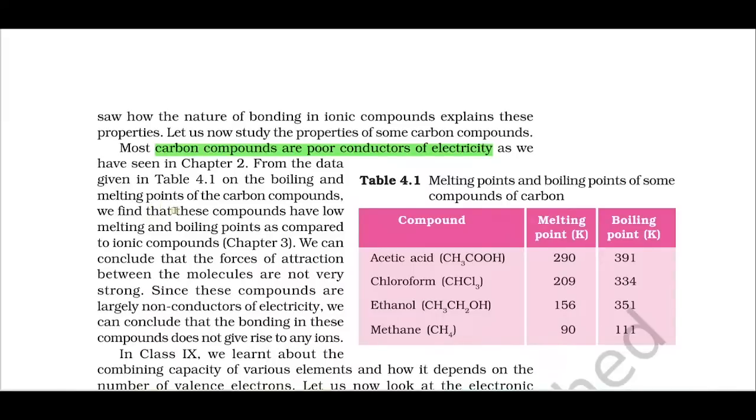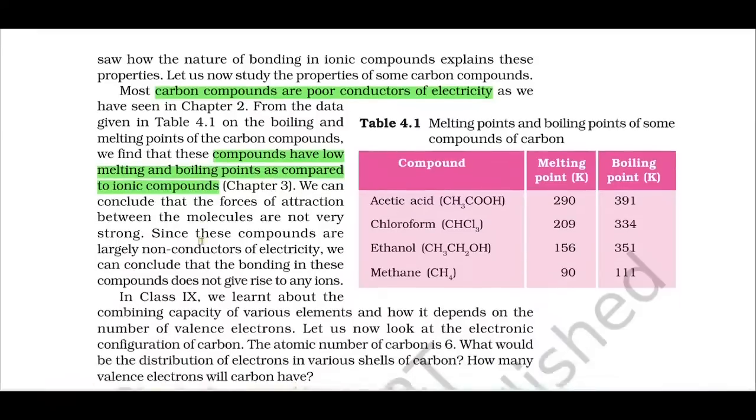These carbon compounds have low melting and boiling point when compared to the ionic compounds. Why do carbon compounds have low melting and boiling point? The reason here is that the force of attraction between the molecules is not very strong. It can be easily broken, right?